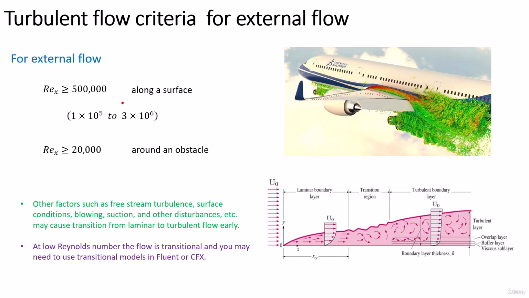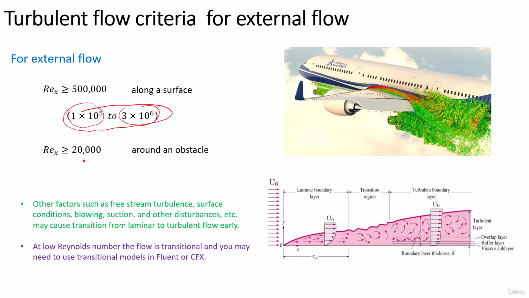Okay, for external flows the situation is different. For external flows along a surface, when the Reynolds number is greater than 5 lakhs, the flow is called turbulent. But the more particular definition is that from 1 in 10 power 5 to 3 in 10 power 6, the flow is transitional, and greater than 3 in 10 power 6 the flow is turbulent. Less than this value, the flow is laminar. I will show you that also.